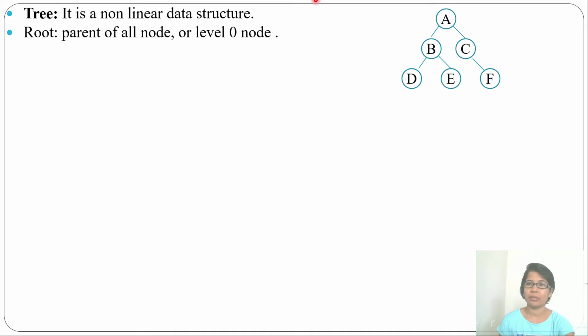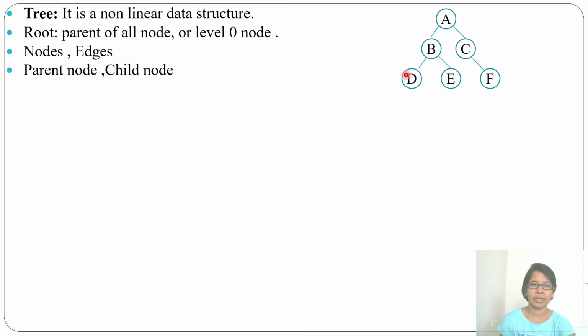Now, what is the root? Here the root is A. You can say it is the parent of all nodes, or the node at level 0, that is called the root. Then what are nodes and edges? These are nodes which contain data, like A, B, C, D, E, F. And the connections between nodes are called edges, like A-B is an edge, A-C is an edge, C-F is an edge, B-E, B-D, these are the edges.